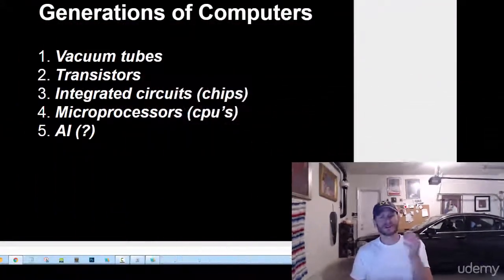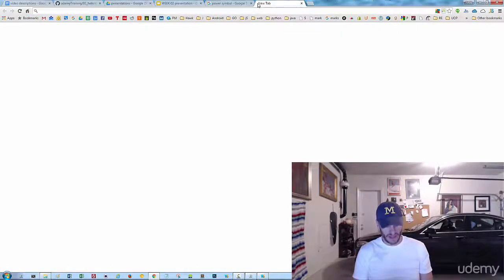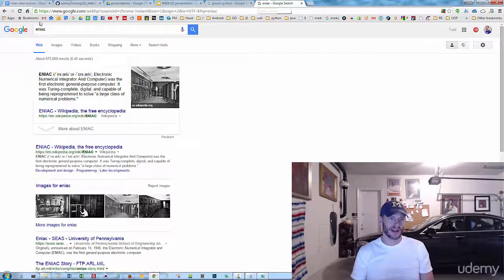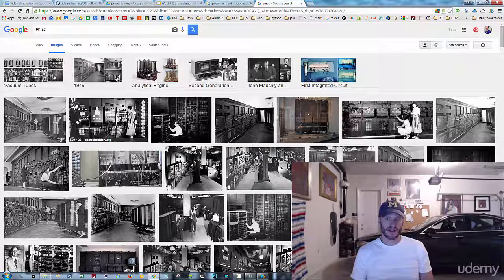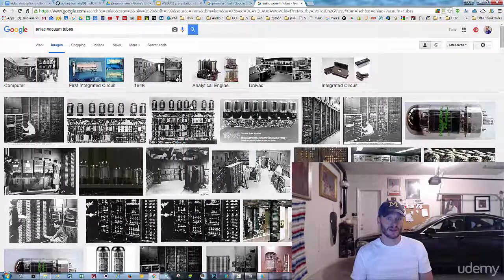So the generations of computers: modern computing really started in the 1940s with World War II. Originally we stored our on-off states with vacuum tubes. You can look up images of ENIAC, these really old computers from science fiction movies. But they used vacuum tubes to store on-off states. And here are pictures of vacuum tubes.